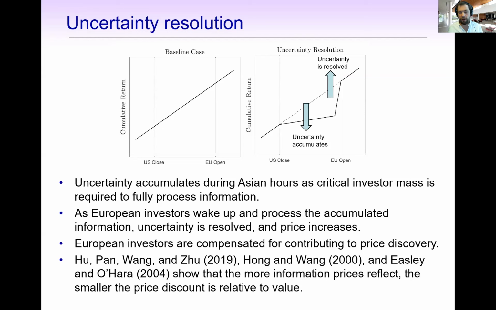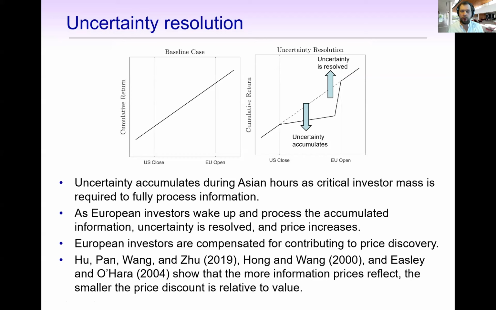And there are several theoretical models, I have a couple of examples on this slide, that argue that when uncertainty is high, prices will be low because investors will require a price discount. So when uncertainty is high, prices are low; when uncertainty decreases, prices increase. So how is this related to what we see?